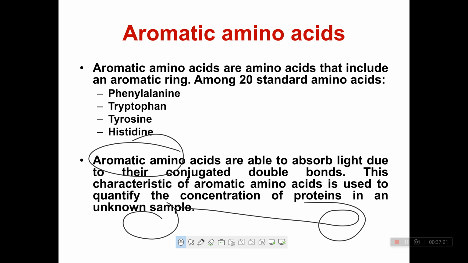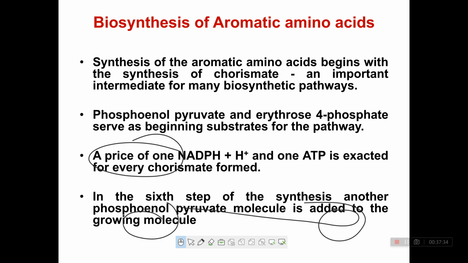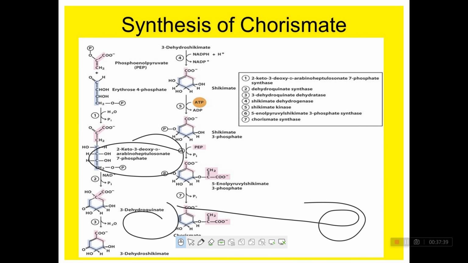Now, biosynthesis of aromatic amino acids. Aromatic amino acids are phenylalanine, tryptophan, tyrosine and histidine. Already we saw the intermediates used for amino acid synthesis, but actually these are synthesized by the chorismate pathway. So this is the pathway by which these amino acids are synthesized.